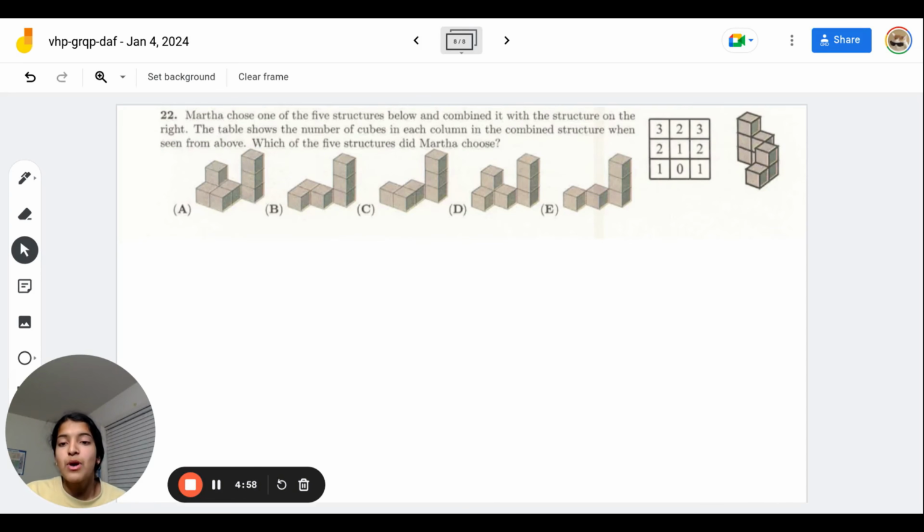Number 22. Martha chooses one of the 5 structures below and combines it with the structure on the right. The table below shows the number of cubes in each column and the combined structure as seen from above. Which of the 5 structures did Martha choose? So the structure on the right that they're talking about is this structure right here. And this problem is really similar to 2 other problems that we did before, where we had to match 2 structures together to make sure that it fit a certain pattern. So from all these structures, we would look at them and try them out one by one. And we would eventually see that D would work best.